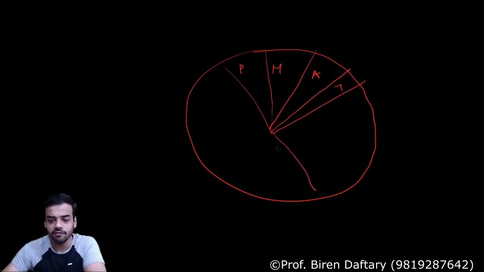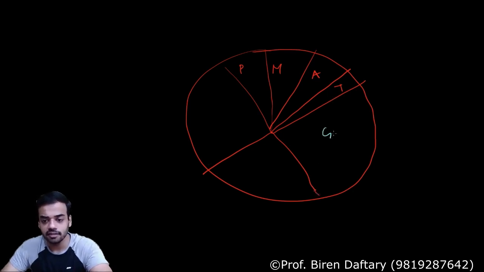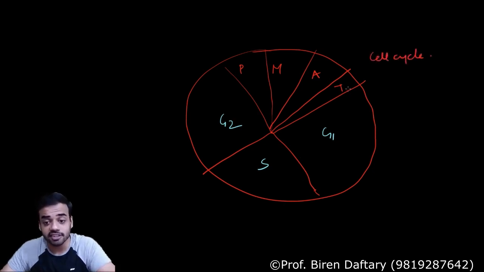And the other three phases present are, which are those phases? G1 phase, S phase, and G2 phase. These three phases are also called interphase, you know that, and this is your entire cell cycle. Where does transcription occur? Transcription only occurs in G1 and G2 phase, not in S phase, because in S phase the DNA itself will replicate.